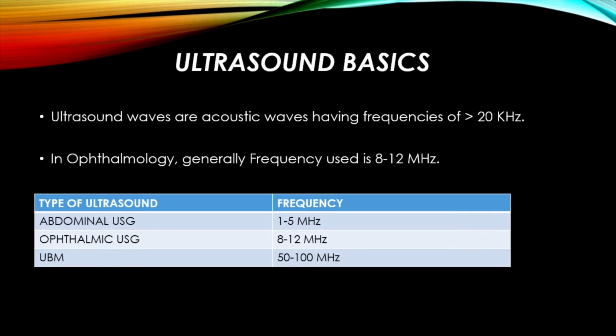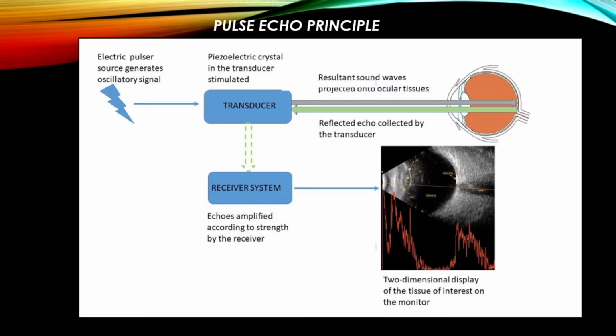So, ultrasound waves are acoustic waves having frequency of more than 20 kilohertz. In ophthalmology, generally the frequency which we use is in the range of 8 to 12 megahertz. In abdominal USG, the frequency that is used is 1 to 5 megahertz, and in UBM, which we use for anterior segment, the frequency is 50 to 100 megahertz. As the frequency increases, the resolution becomes better. However, the depth to which any tissue can be screened is reduced.